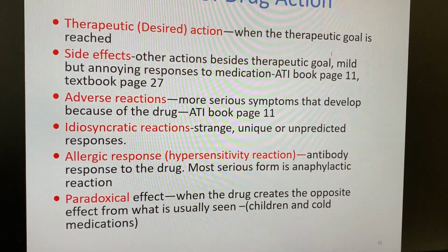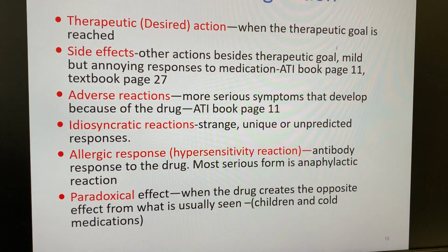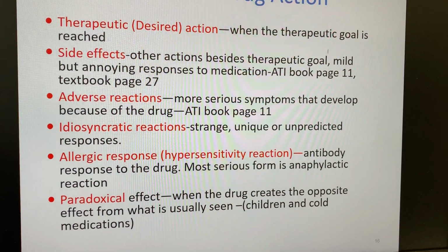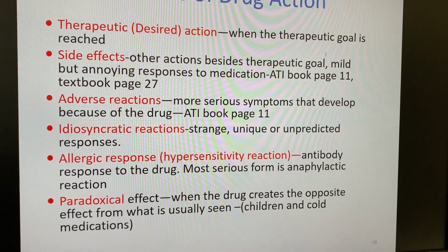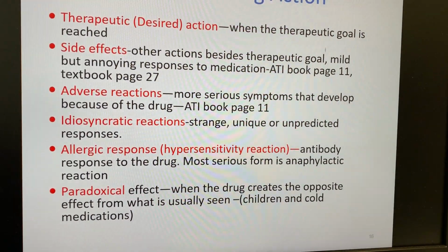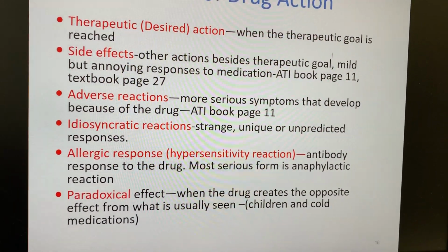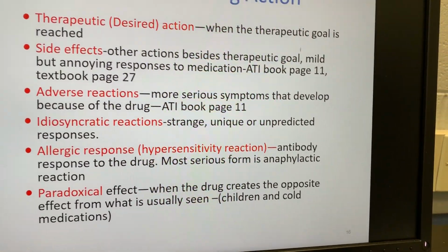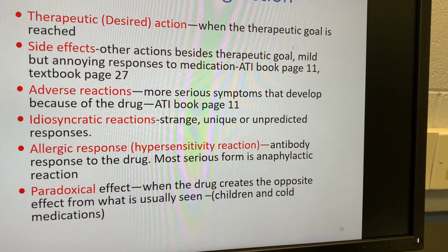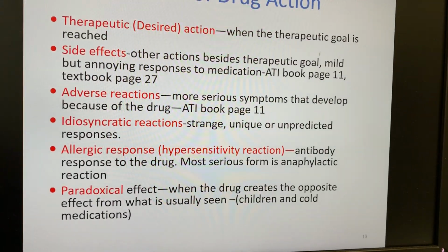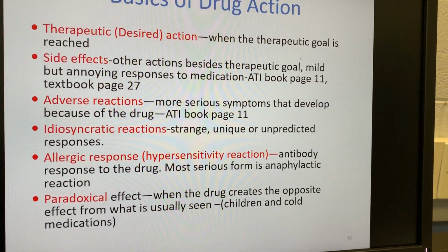They can be very unpleasant to the point where you need to quit taking the medication, or they can be life-threatening. And these are things that occur as a direct result of the drug that we know of. So hopefully all we're going to ever have is side effects, but sometimes you can have more adverse reactions depending on how your body reacts to that drug.